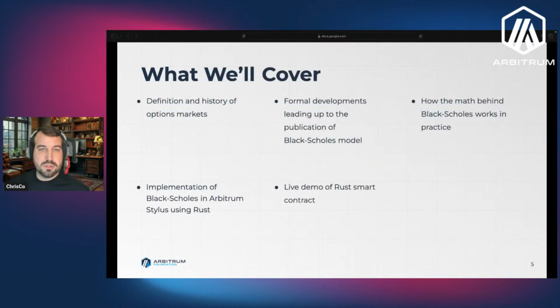Just to cover what we'll do during this presentation, I'm going to give you some context on Black-Scholes and what it's useful for, which is basically options contracts. I want to start by talking about the history of financial markets and options themselves, then go into the formal developments that led up to the publication of the Black-Scholes model in the 1970s. Then I'm going to show the equation and explain some of the math behind it.